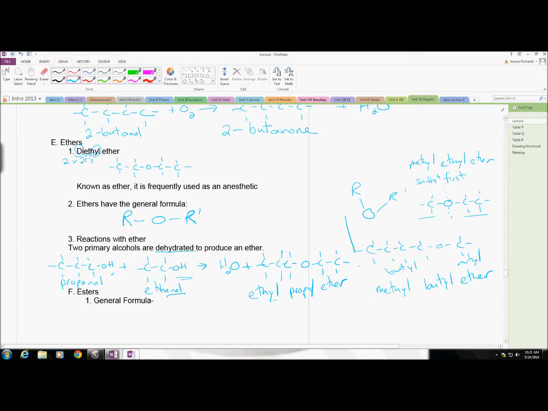So if I ask which alcohol methyl butyl ether were made from, it would be methanol and butanol. If I wanted to know what alcohols this diethyl ether was made from, it would be 2 ethanols. Again, we're just changing the endings.